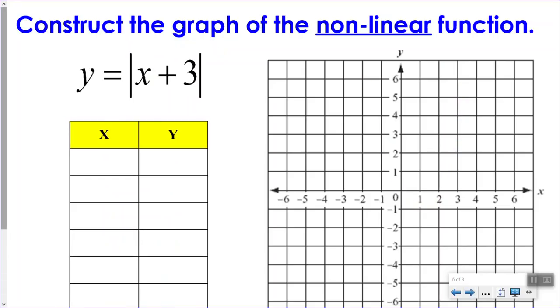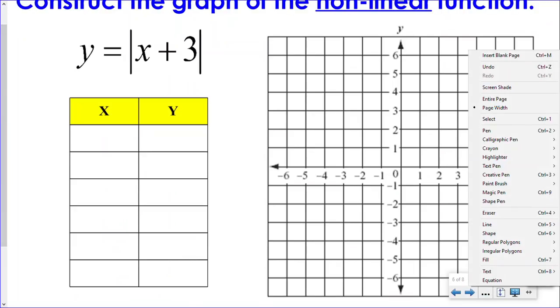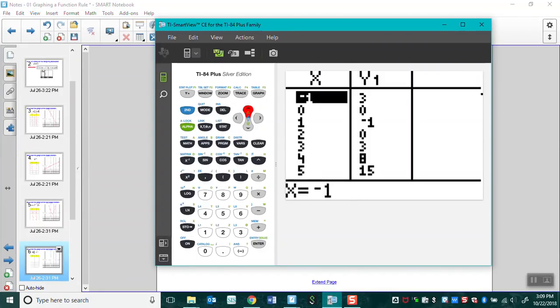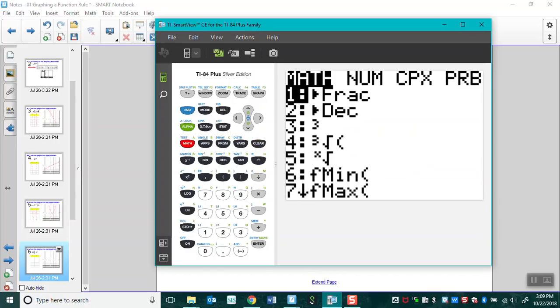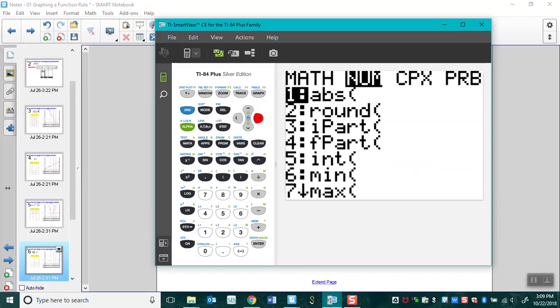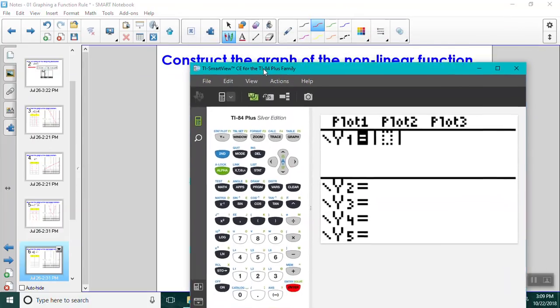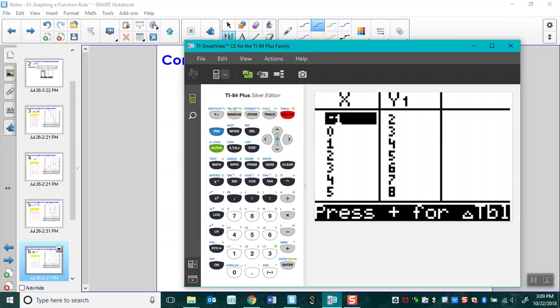Our last function is an absolute value function. And to put this into the calculator, we have to use that ABS option. So we'll go back to our calculator. We'll clear everything out of here. Remember that to get to absolute value, we want to go to Math, over to Number, and then we take the absolute value option, and then we just type our expression in. So we had x plus 3, and we can go to the table to get our values.